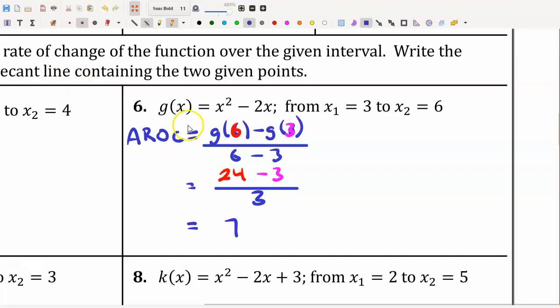All right, so find the equation of a secant line. So the equation of a line, straight line, is going to have a slope, right? And that's what we're going to use for our slope. So you can think about 7 as a slope, right? And we have 2 points.